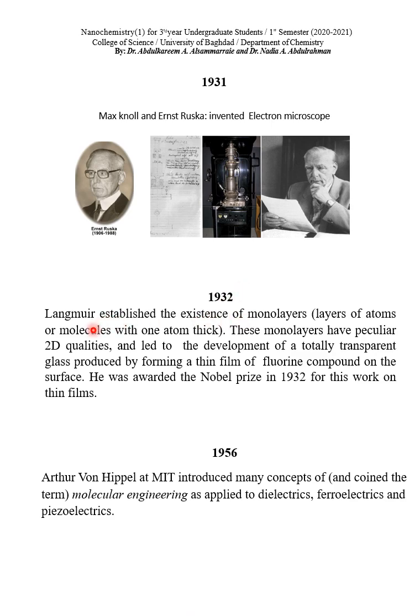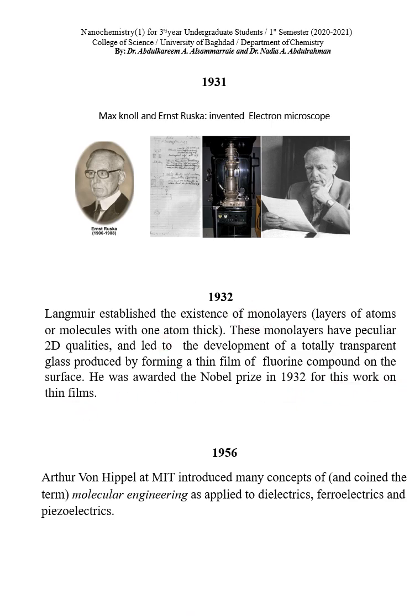In 1932, Langmuir established the existence of monolayers. These are layers of atoms or molecules one atom thick. These monolayers have peculiar two-dimensional qualities and led to the development of a totally transparent glass produced by forming a thin film of fluorine compound on the surface. He was awarded the Nobel Prize in 1932 for this work on thin films.